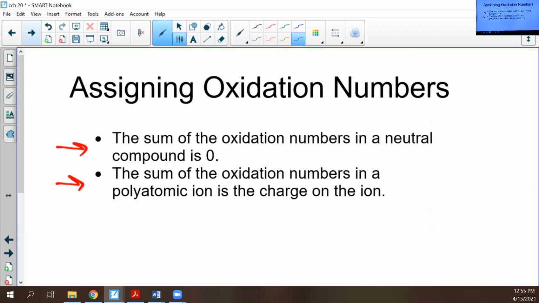All right, the sum of the oxidation numbers in a neutral compound is 0, but the sum in a polyatomic ion is the charge of the ion. So like how I just made that one equal -1, it's because chlorate is equal to a -1.